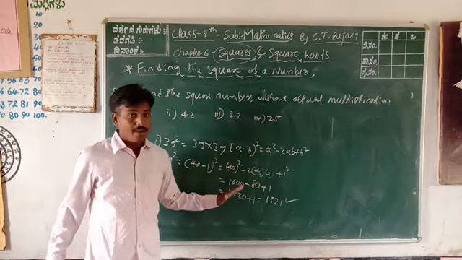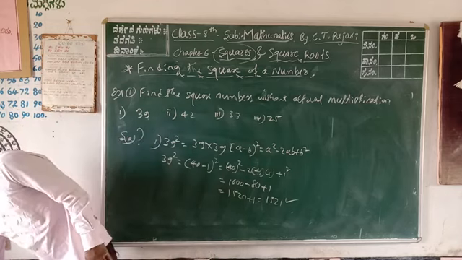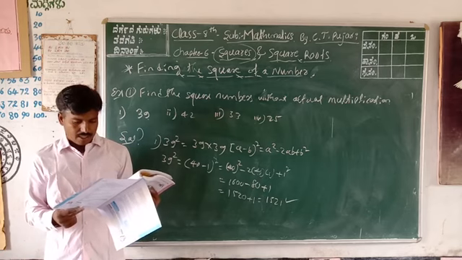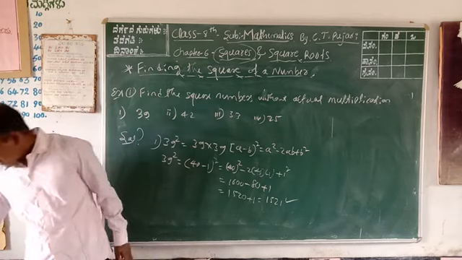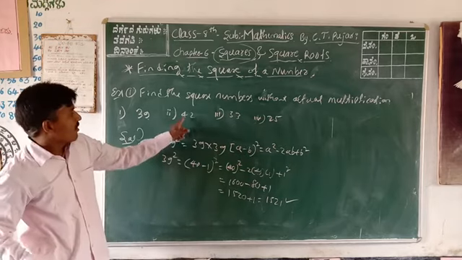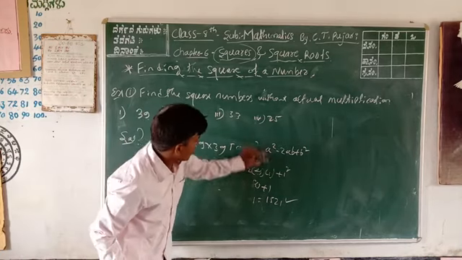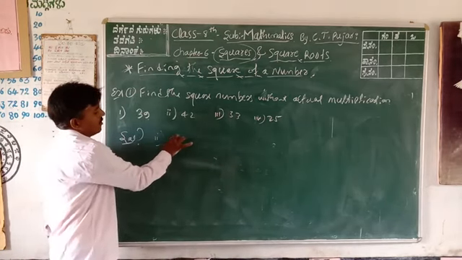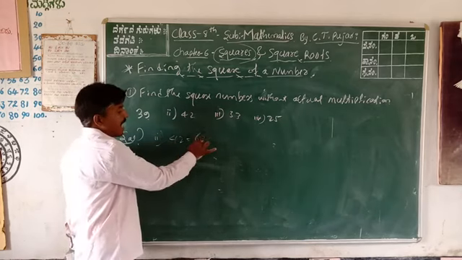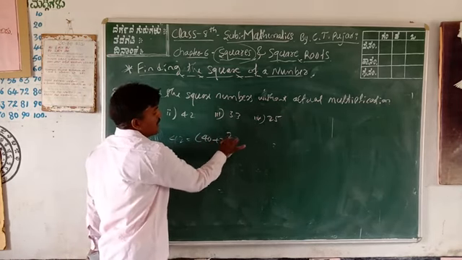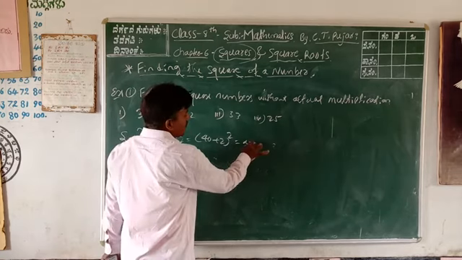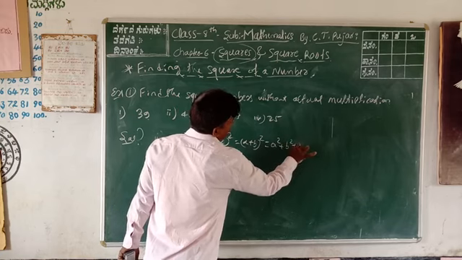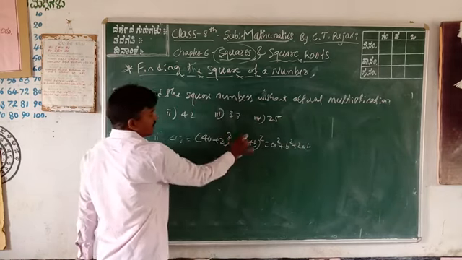This is without actual multiplication. What about next? The second one is 42. Again, you can find the square without actual multiplication. You can write 42 as 40 plus 2 whole square. The formula is (a plus b) whole square is equal to a square plus b square plus 2ab. You can apply this formula.